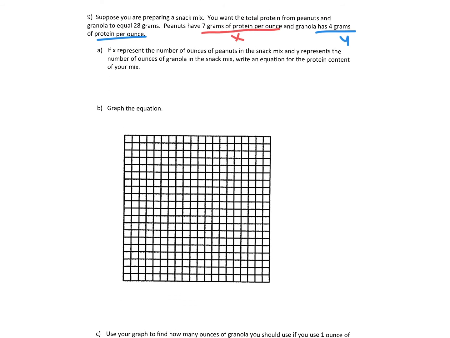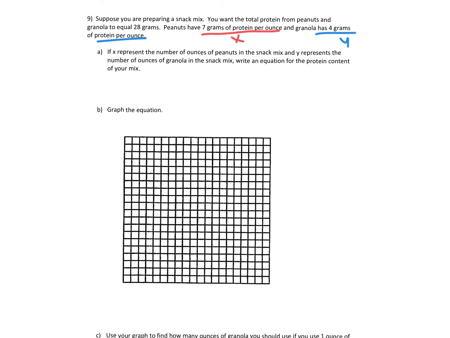So when I graph this, my x-axis is going to be the number of ounces of peanuts in the snack mix. So I'm going to set up my x and y axes. I think I figured out how to do a ruler here. Okay. So I'm going to put in my x-axis here. And I'm going to put in my y-axis here.